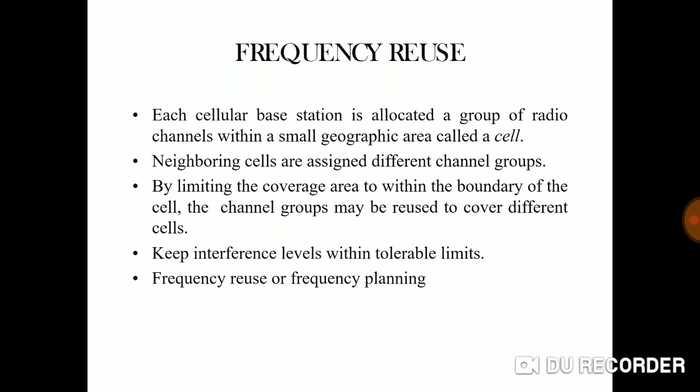Each cellular base station is allotted a group of radio channels within a small geographical area called a cell. Here the cell simply describes a coverage area which is split up into a small group of cells. A group of cells is called a coverage area. So the neighboring cells are assigned different channel groups with a different frequency range, keeping the interference levels within a tolerable limit. The frequency use and the frequency planning can be maintained.